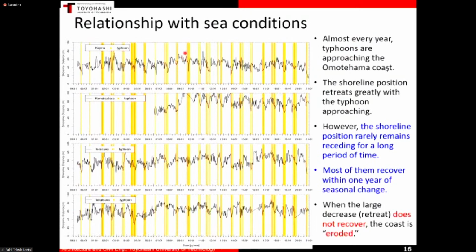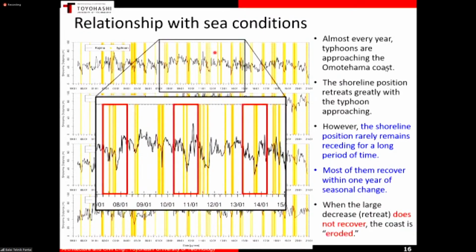Now also, this is the relationship with the sea condition. Sea condition means typhoons in Japan. This yellow line is the event of a typhoon. So almost every year we have a typhoon approaching this Omotoyama coast, and the shoreline position retreats greatly with the typhoon. When we have a typhoon, the shoreline position retreats very much. But after that, it maybe recovers. But after the next typhoon, it retreats again, recovers, and retreats, recovers, and retreats, recovers, like this.